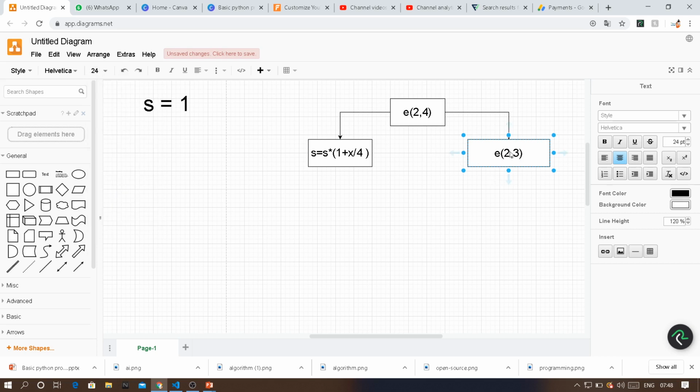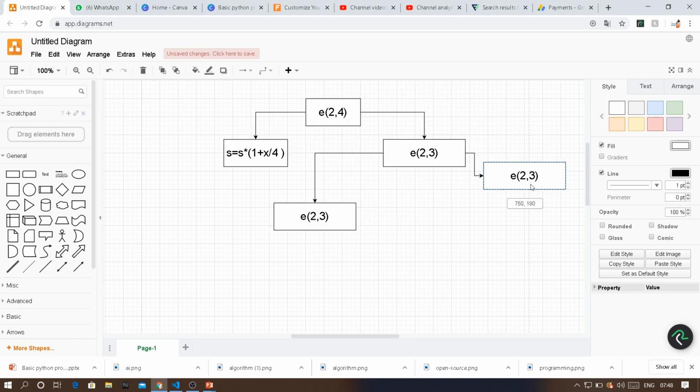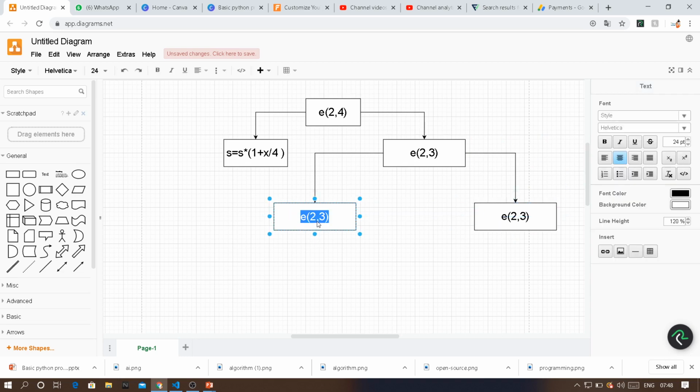So when you call recursively e of 2 comma 3, what will happen? It will have two branches, one branch on the left side and one more branch on the right side. Okay, fine. So coming to the left side branch first, it will have to calculate s is equal to, what is the existing value of s? I think this is x, means it is 2 divided by 4. Am I right? So it will be around 0.5, so some calculation will happen. The resultant value will be stored in s.